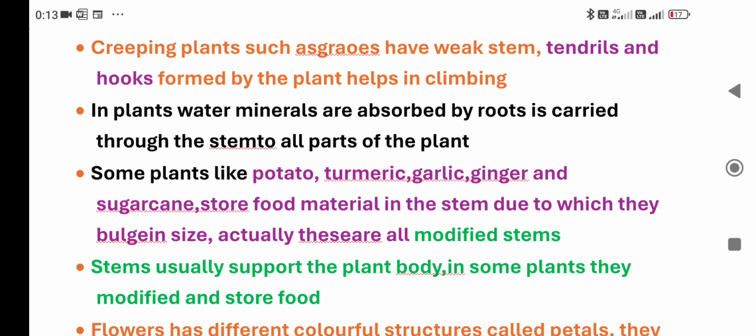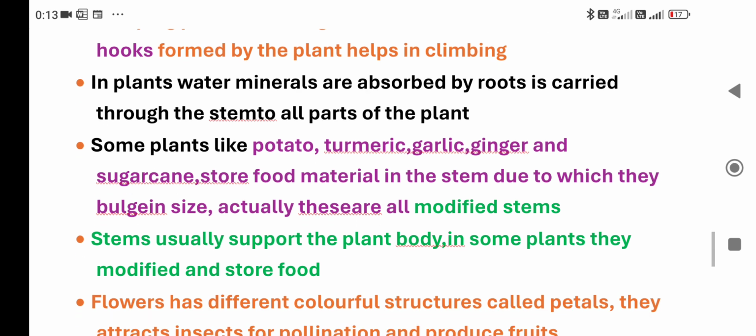In plants, water and minerals are absorbed by roots and carried to all parts of the plant through the stem. In plants, water and minerals are absorbed by roots. The absorbed water is transported around the plant through the stem. Clear?